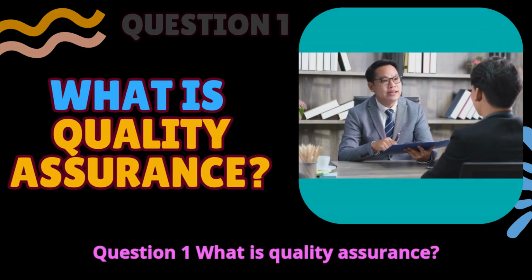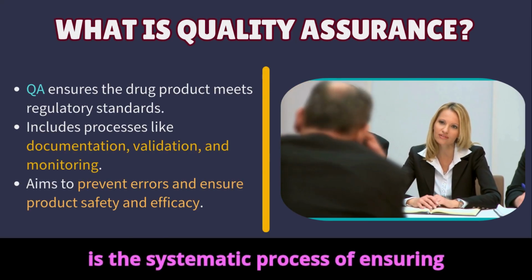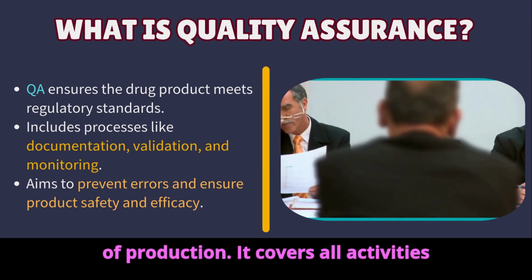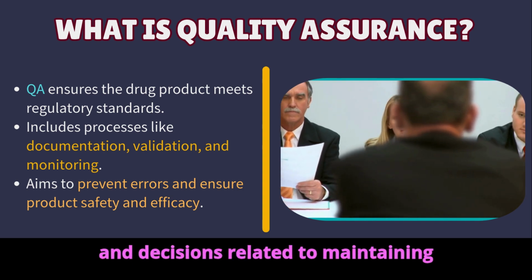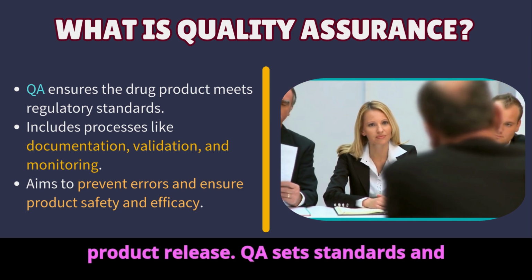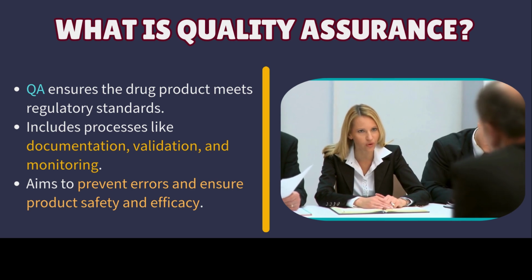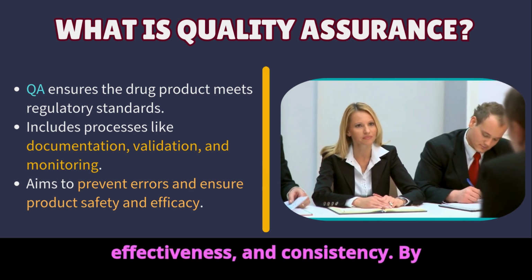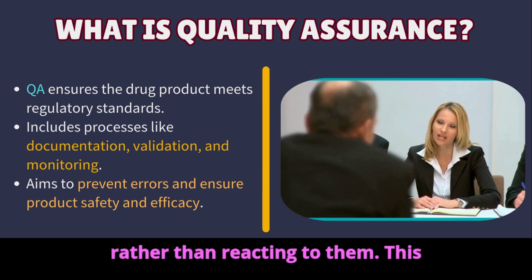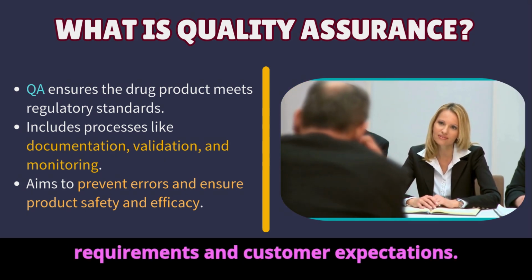What is quality assurance? Response. Quality assurance, QA, is the systematic process of ensuring product quality by monitoring each stage of production. It covers all activities and decisions related to maintaining quality, from material sourcing to final product release. QA sets standards and procedures to ensure safety, effectiveness, and consistency. By implementing QA, companies prevent issues rather than reacting to them. This approach helps meet regulatory requirements and customer expectations.